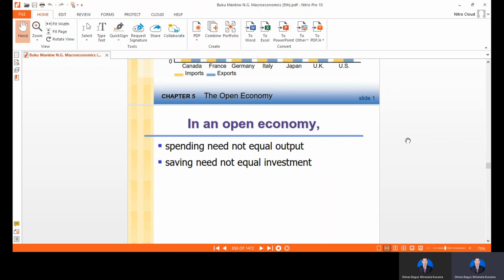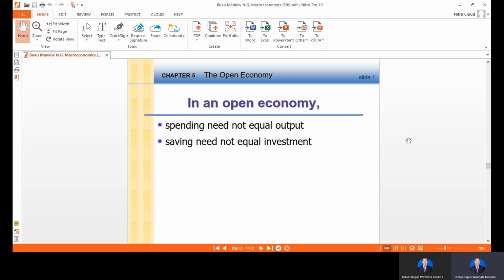In an open economy, we have two statements that need to be noted, namely that in an open economy, spending does not equal output. Why does it happen? Because in an open economy, we deal with international commodities, which consist of export and import activities, whereby these two activities are spending of the partner countries, not necessarily directed to the real output produced by the host country.